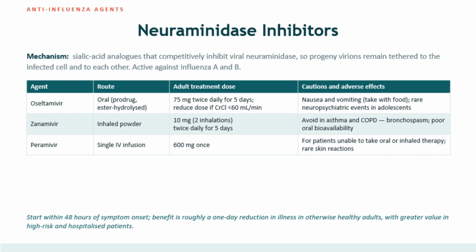Oseltamivir is your oral workhorse, 75 milligrams twice daily for 5 days, and remember to reduce the dose in renal impairment. Take it with food. That markedly reduces the nausea.